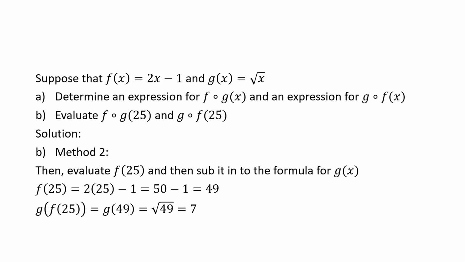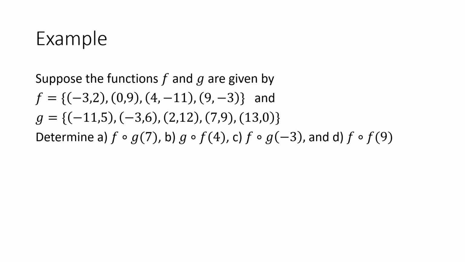Similarly, if we wanted to know g of f of 25, then it might be quicker in some cases to just figure out what f at 25 is. In this case, f at 25 is 49, and then determine what g at 49 is, which is 7. Both methods are correct.